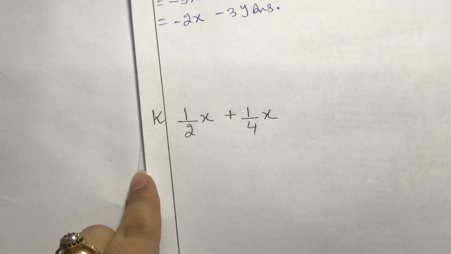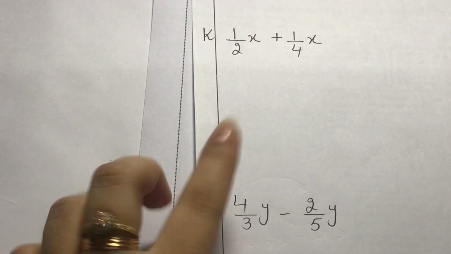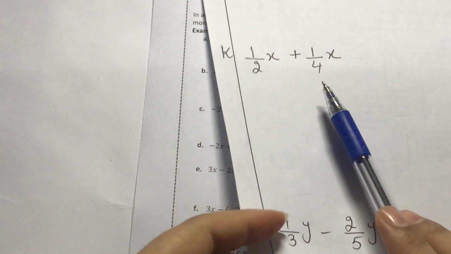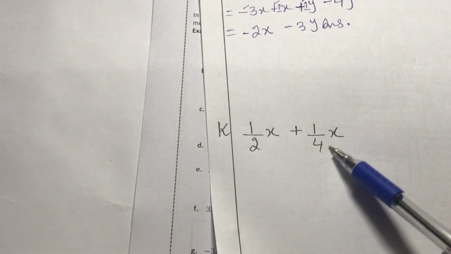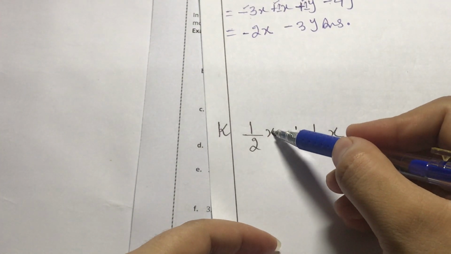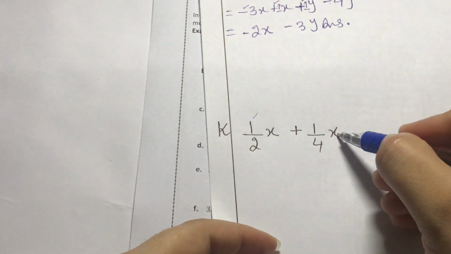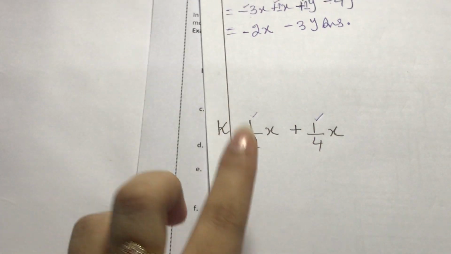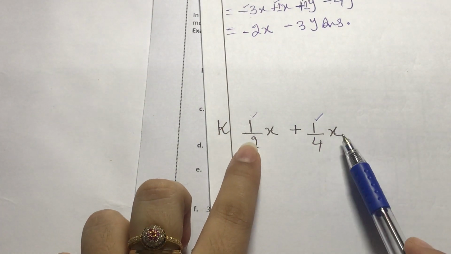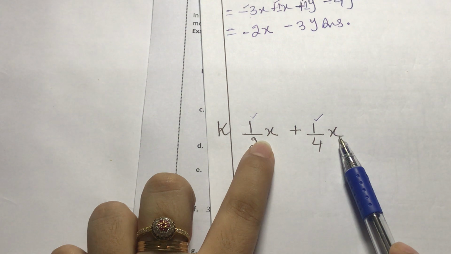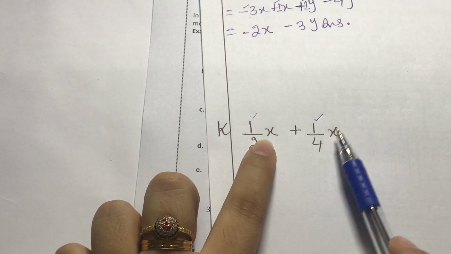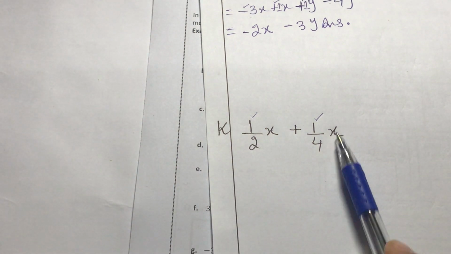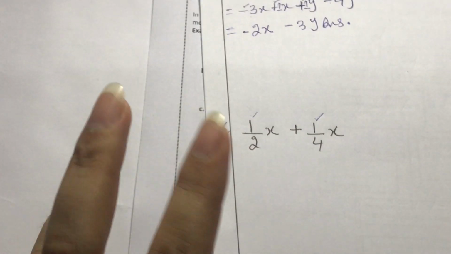Okay, now let's solve two examples, one addition and one subtraction with fractional coefficients, right? Now you have fractions in your coefficients. Now the coefficient of this variable x is 1 over 2 and the coefficient of this variable x is 1 over 4. The first thing we have to check is, do we have like terms? So yes, we have like terms here because both have the same variables, right?